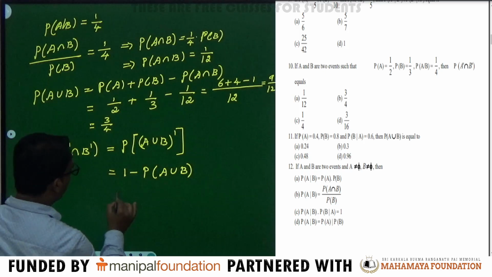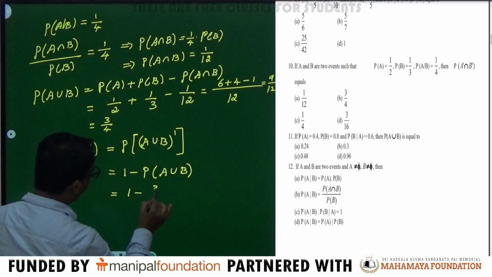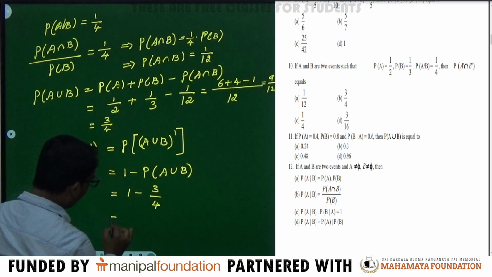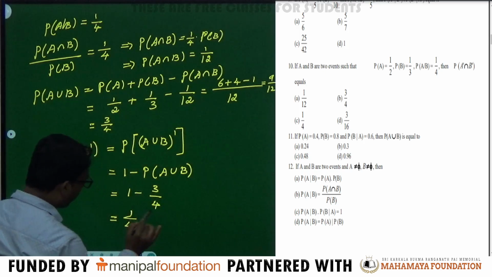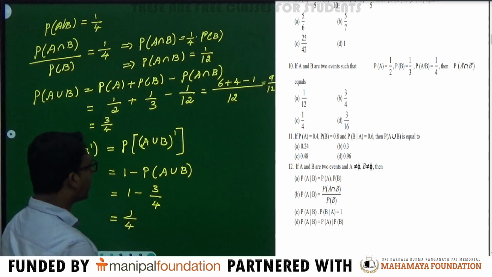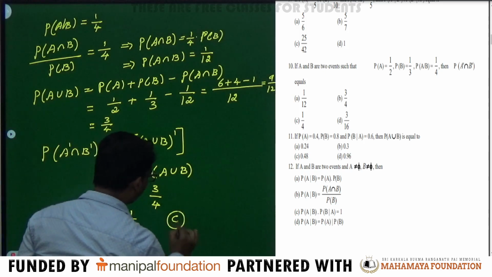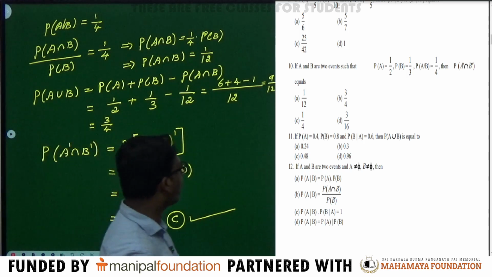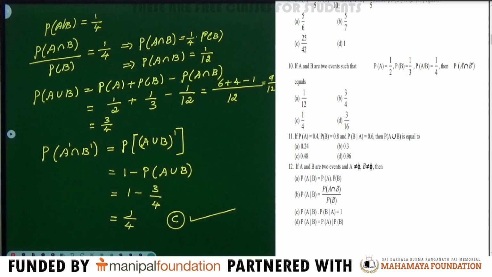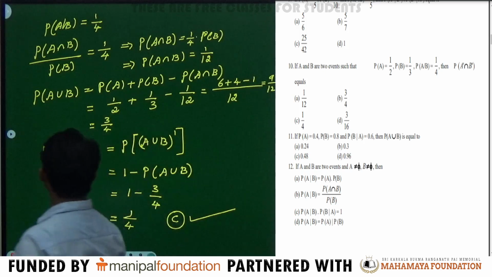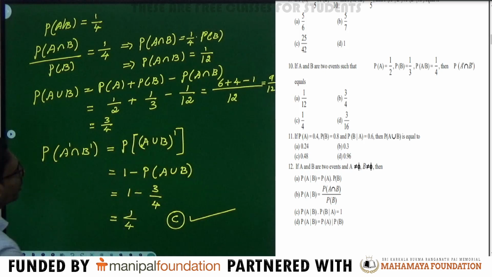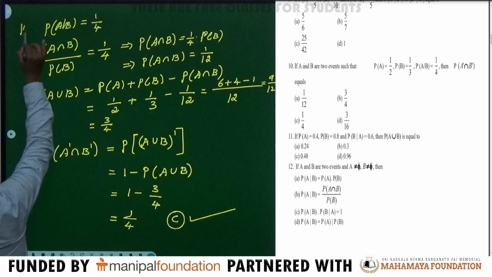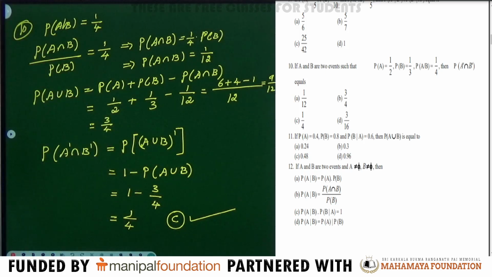It is equal to 1 minus 3 by 4. So 1 minus 3 by 4 is equal to 1 by 4. Therefore, the correct answer is option C. Therefore, probability of A dash intersection B dash is equal to 1 by 4. The correct answer is option C. Next problem. This is the solution for the question number 10. Next question.